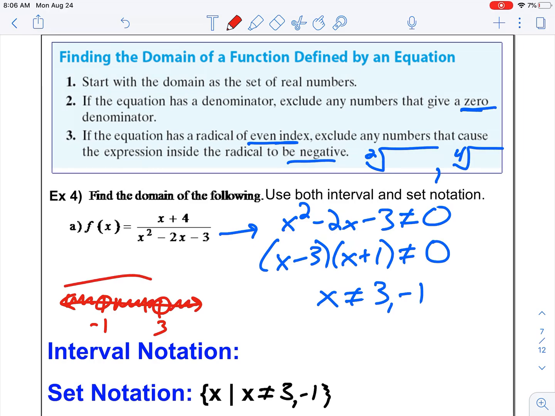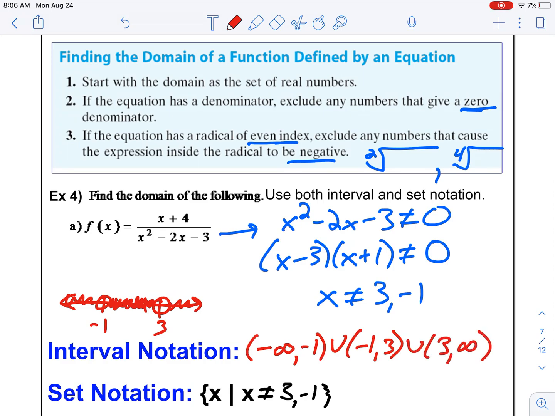All right, so this number line here I'm drawing is optional. It is helpful sometimes to visualize it. If you miss this middle piece sometimes, think about this number line. But my interval notation here is negative infinity to negative 1, parentheses on everything, union, negative 1 to 3, that little piece in the middle, that little interval in the middle, union, 3 to infinity.